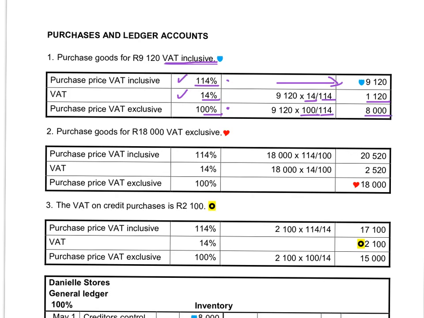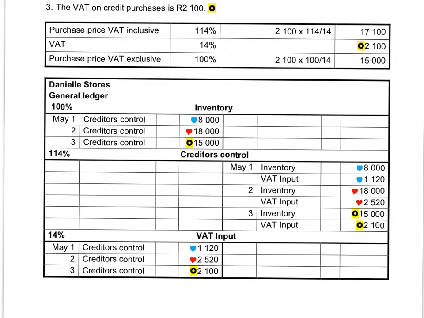and that will give us 8,000 rand. In the general ledger, we will indicate that the inventory, an asset, equal 100%, will be 8,000 rand. VAT input, the 14% that we can claim back from SARS, is 1120, and the creditors control will increase with the 8,000 and the 1120 because we owe them the purchase price and we owe them the VAT that they must pay over to SARS.